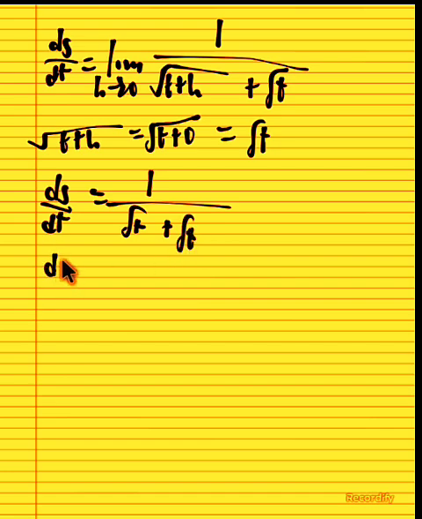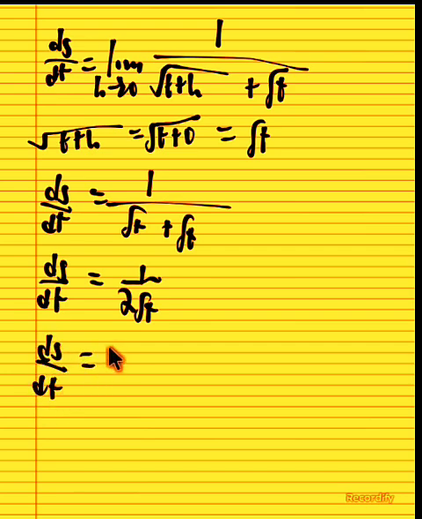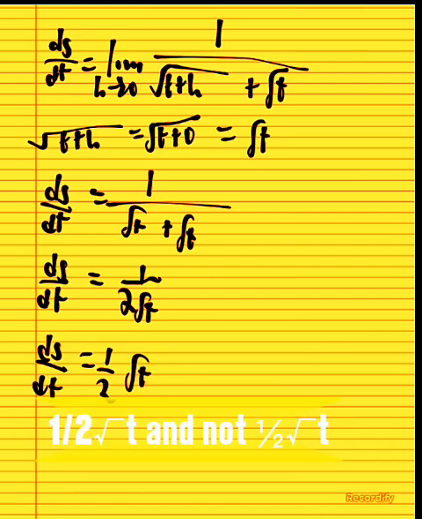So ds dt will now be equal to 1 over root of t plus root of t, that's 2 root of t. So I can say my ds dt is equal to 1 over 2 root of t. Alright, this is cool. So this is first principle. Now I'm going to make use of the second method, which I call the chain rule or the composite function. So let's dive into that.